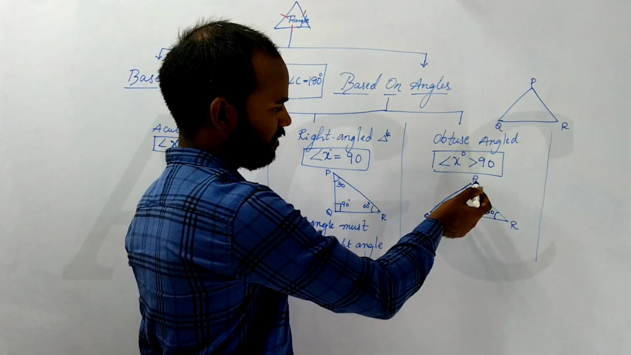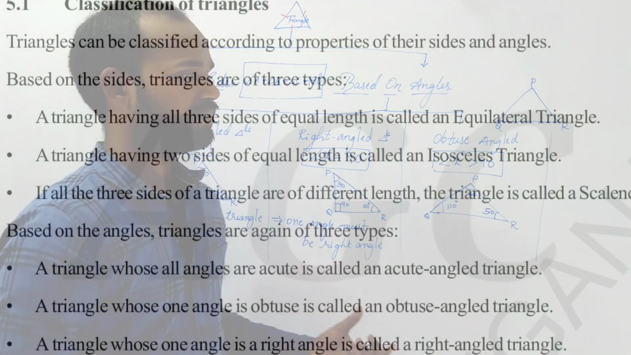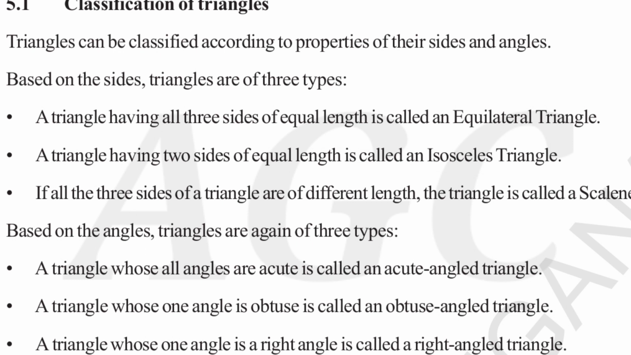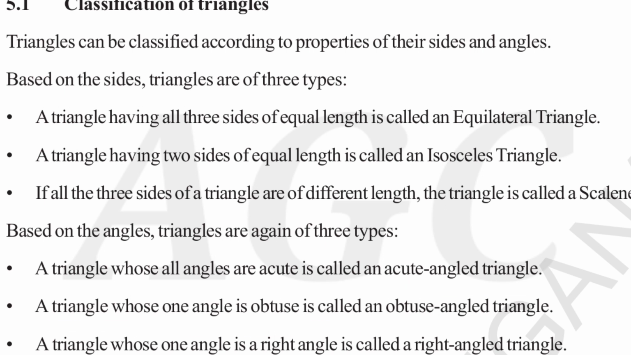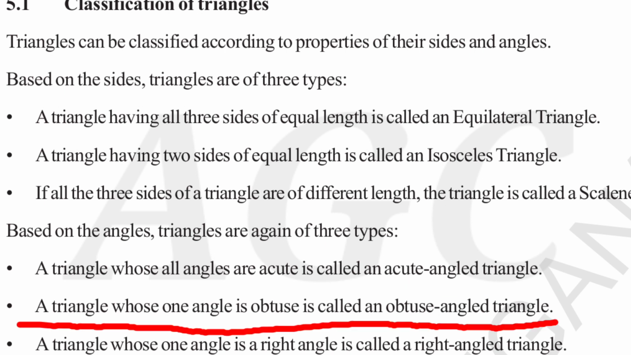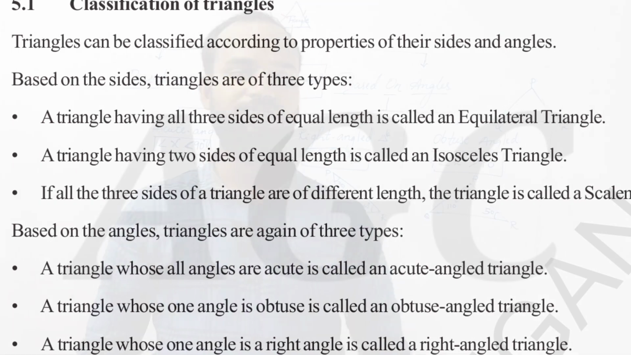Now I am going to give you the definitions for all these things. Just see this picture and you will get to know clearly. A triangle whose angles are acute is called an acute angle triangle. A triangle with one angle obtuse is called an obtuse angled triangle. A triangle with one angle a right angle is called a right angled triangle. Am I clear? So these are the three types of triangles.